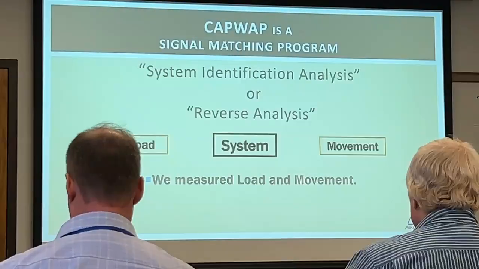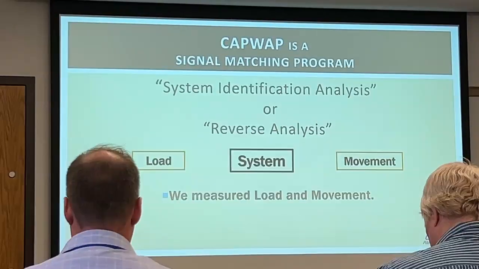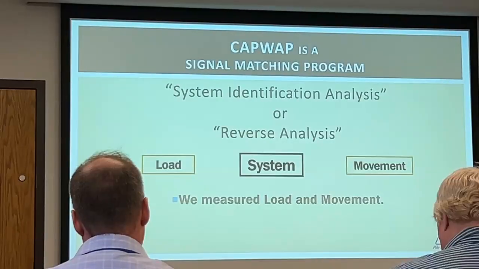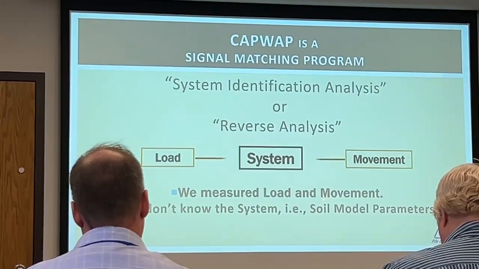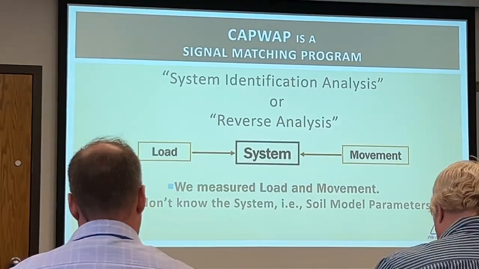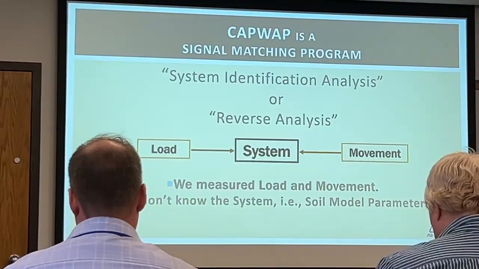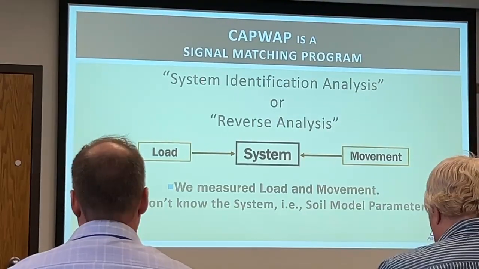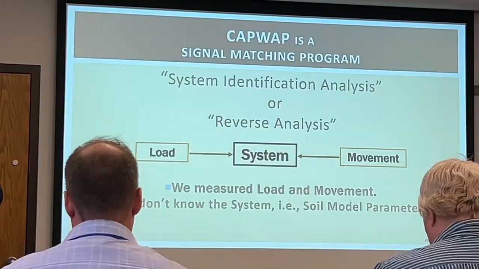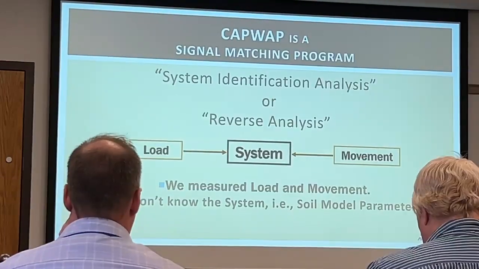And what that means is we measure the load, we measure the movement. The load is our strain gauge, the movement is our accelerometer. What we don't know is the system. And that system is the distribution of static resistance forces, dynamic resistance forces, and stiffnesses that are distributed along the pile. So remember, for WEAP, we used the geotechnical analysis and the soil type to try to figure that out, right?